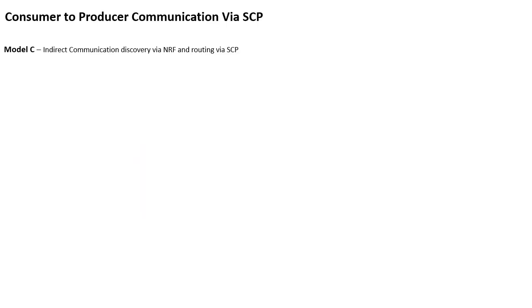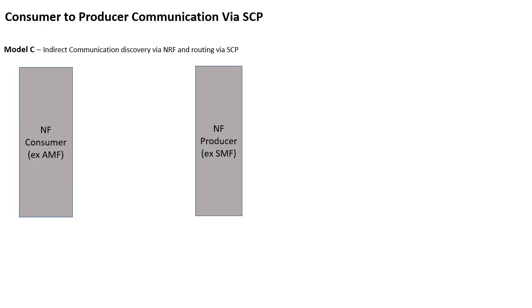Let's understand Model C. Model C is indirect communication. Indirect communication means that whenever the network function consumer wants to talk to a network function producer, it will go to NRF and try to discover the different producers available for that particular service. It again sends the multiple discovery parameters, and basis that the NRF fetches the different producers available for that discovery request and sends the NF profile to the AMF.